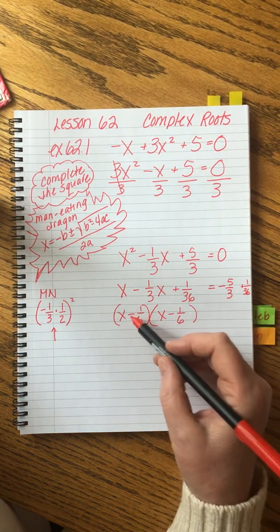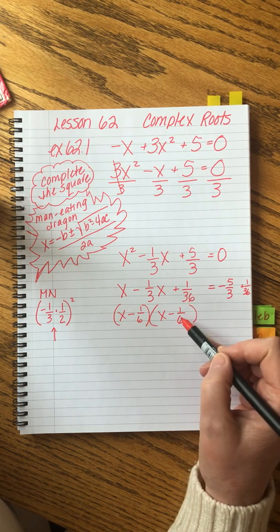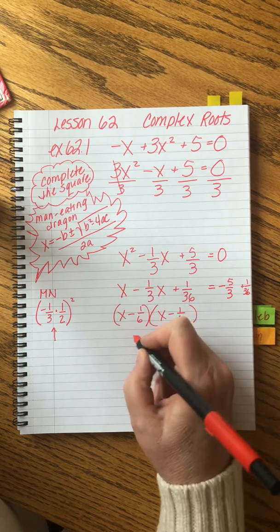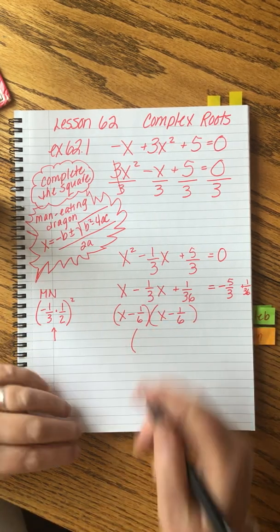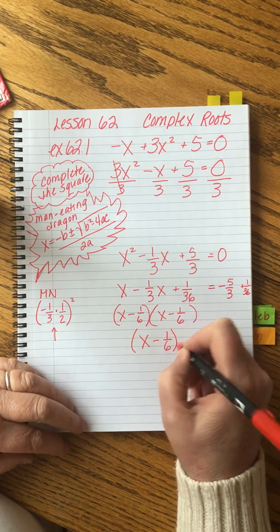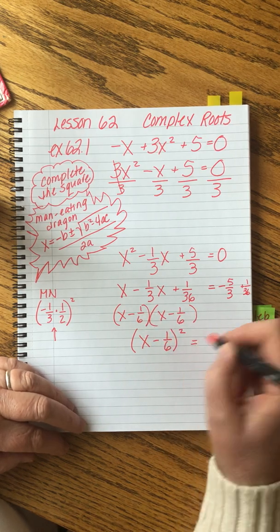All right, then I can test. This times this should equal this, yes. This plus this gives me minus 2/6, that equals minus 1/3. Check, it works. Now I can collapse that: x minus 1 over 6 quantity squared, right, because that's what this means, equals, now I better fix this.